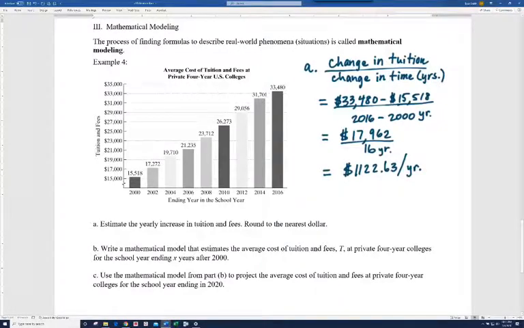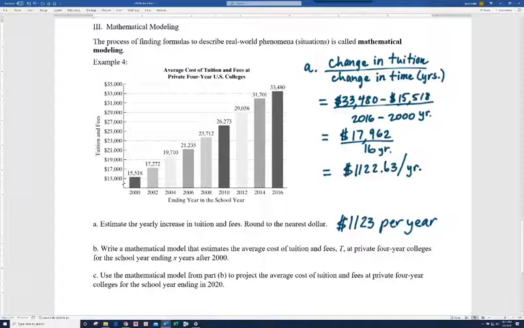You get $1,122.63 per 1 year or per year. Now it says estimate the yearly increase in tuition and fees round to the nearest dollar. And so that would be about $1,123 per year. That's on average how much the price was going up each year.